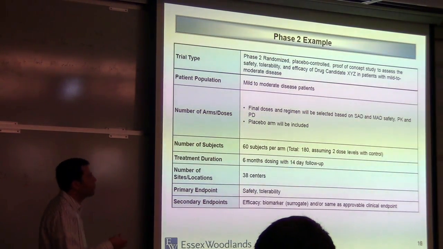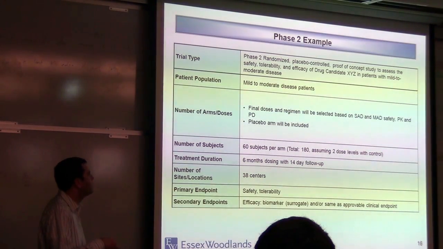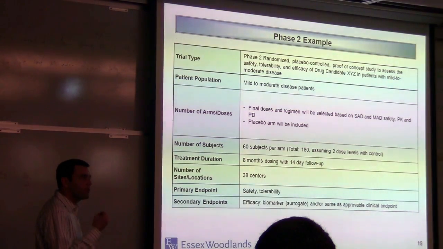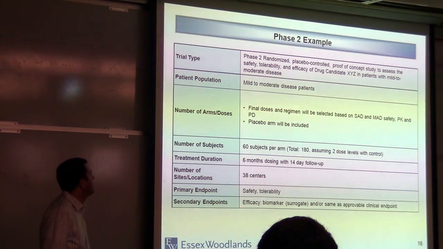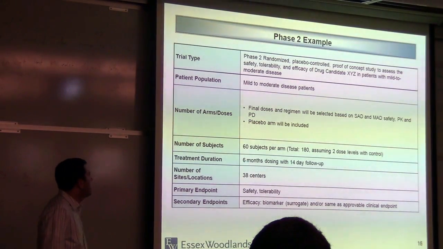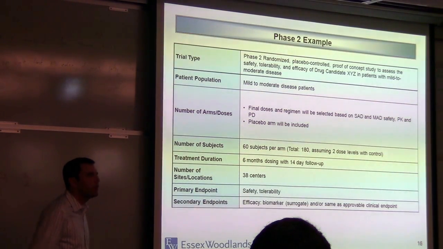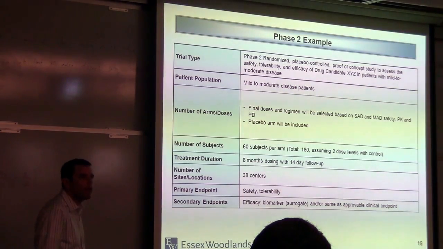In this example, I'm assuming that you're taking 2 doses in. You haven't chosen a single dose. So you've got 3 arms, 2 active and 1 placebo. This example is 6 months of dosing with a 14-day follow-up, so it's a much longer study. And now you start going into multiple centers. You may have 38 centers running this protocol and this study, and so it becomes quite a bit to manage.